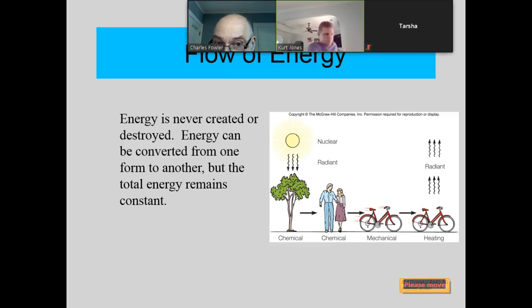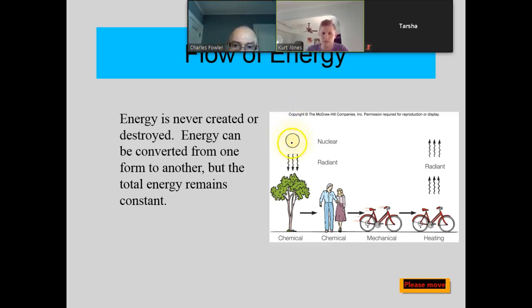Then the flow of energy. Again, this must be important. They've only said it 3 or 4 or 5 times. Energy is never created nor destroyed. However, energy can be converted from one form to another, to another, to another, but the total energy remains constant. Okay? Now, again, this gives a very simple illustration of what we talked about before.